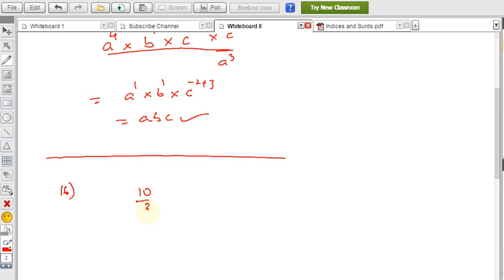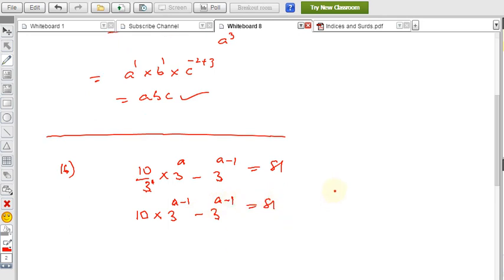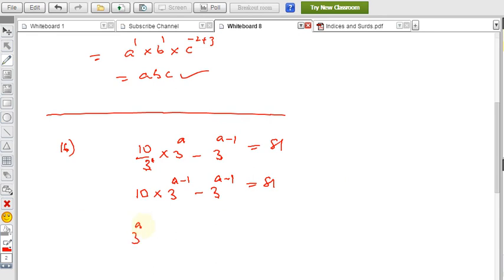10 by 3 into 3 to the power a minus 3 to the power a minus 1 is equal to 81. 3 power a by 3 power 1 is 3 power a minus 1. Minus 3 to the power a minus 1 is equal to 81. It's easy to take 3 power a minus 1 as common. Here is 10, here is minus 1, so 3 to the power a minus 1 into 9 is equal to 81.